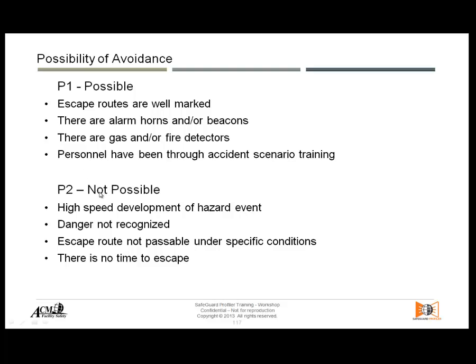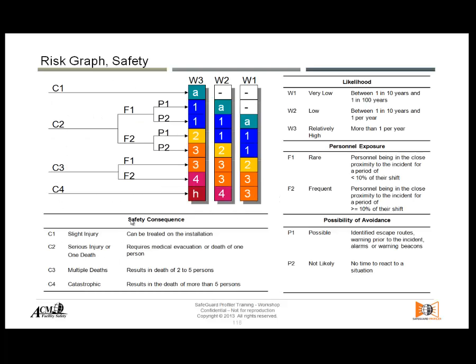So you might consider that you can choose P1 if this is true. In order to choose P2, that is not possible to avoid the hazard, then, for example, there is no time to escape, or the escape routes are not passable under specific conditions, or the danger is not recognized, and so on. So that can give you an idea when to make the decision with respect to P1 or P2. And the same thing goes for F1 and F2.